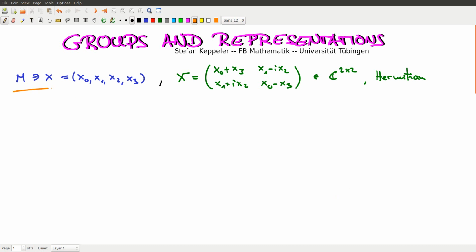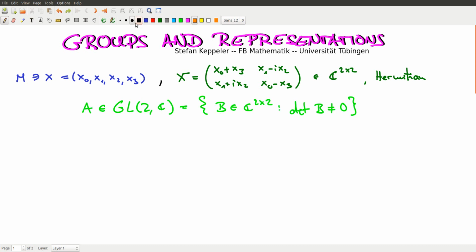We have a point x in Minkowski space, in components x0 to x3, and we've identified this with a Hermitian 2 by 2 matrix, capital X. And now let's consider just some invertible 2 by 2 matrices. So GL2, that's the group of invertible 2 by 2 matrices. It's a group under matrix multiplication.